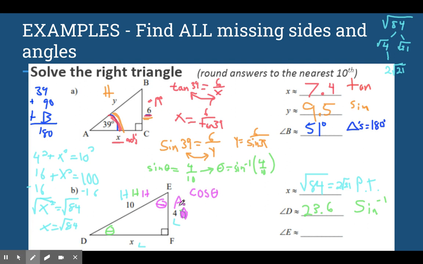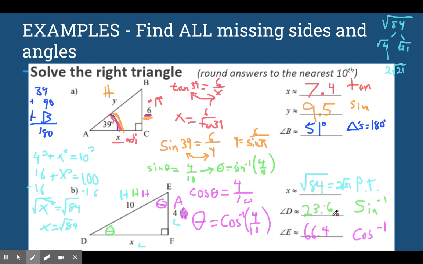So we set it up as cosine of theta equals adjacent over hypotenuse. Adjacent is 4, hypotenuse is 10. So now we're going to use inverse cosine. Sorry, I forgot to write that we're using inverse cosine over here. Anyways, theta is equal to inverse cosine of 4 over 10, right? And then we plug that in. I'm using my calculator. Inverse cosine of 4 divided by 10 gives us 66.42, which just rounds to 66.4.